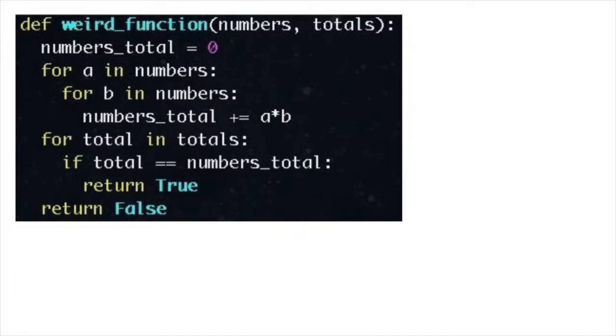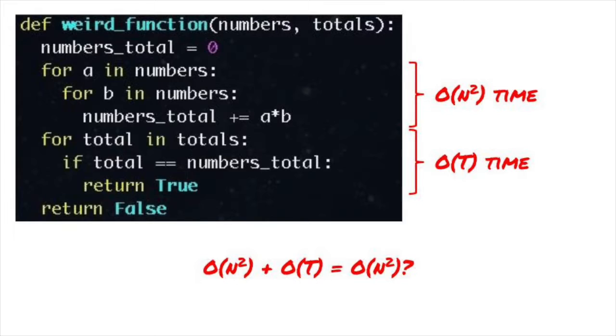For example, this function calculates the sum of the products of each pair of numbers, then compares that sum to a list of totals to see if any of them match. If we say n is the length of the numbers and t is the length of the totals, the numbers loop is O of n squared, the total loop is O of t. For each element in totals, we're doing constant work. What happens when we add them?